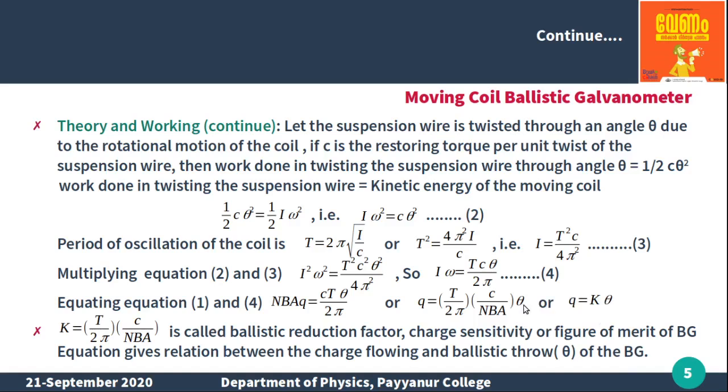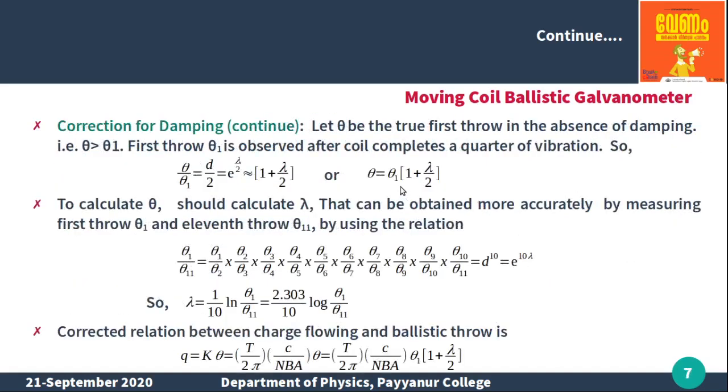Because we can't measure theta, we can measure only theta 1. In the equation we need theta. So instead of theta, what we are able to measure is theta 1. So we will put theta 1, but theta 1 is less. So theta 1 is equal to theta if you multiply it with 1 plus lambda by 2. That's the correction we got from here.